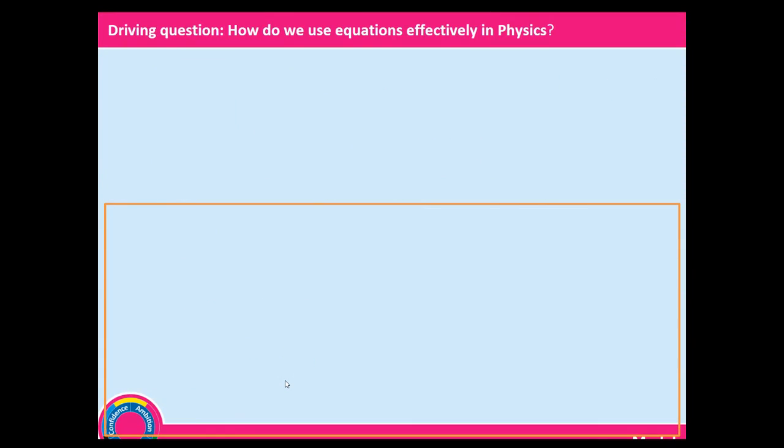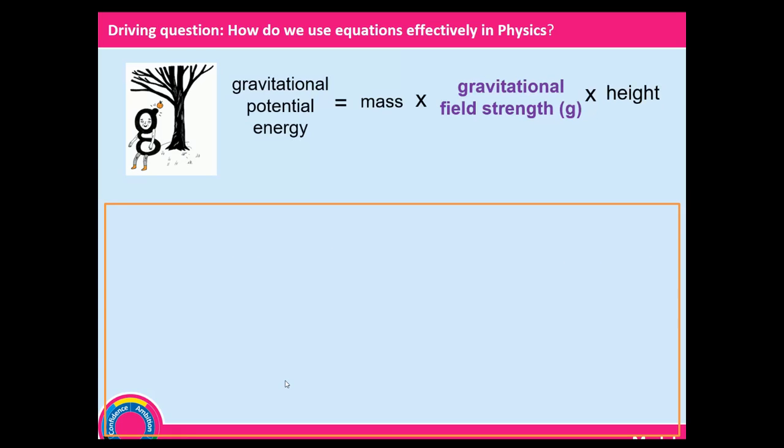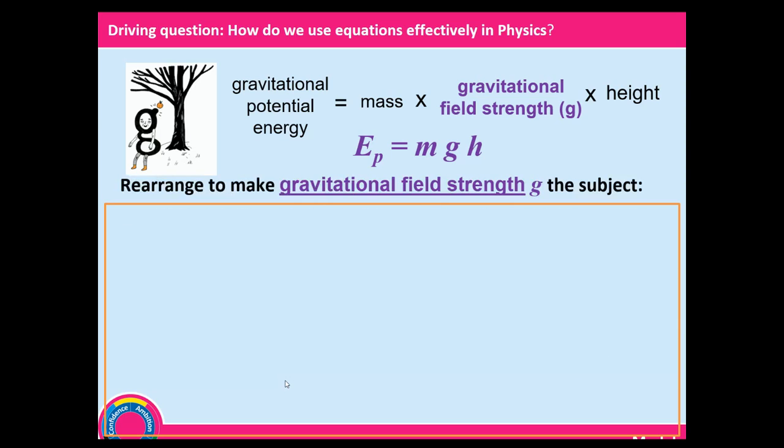Now, let's look at the next one. We are rearranging the equation to make g the subject of the formula. Again, we write the equation in symbol form. Now, we want to make g the subject of the formula, but we have m and h on the same side as g. G should be alone on one side of the equation. So we need to get rid of the m and h.